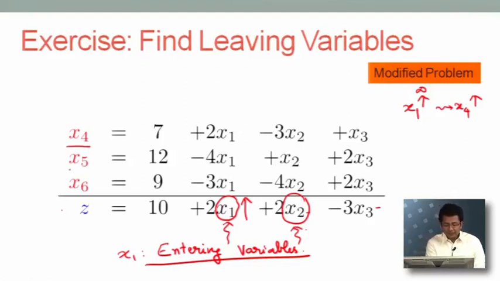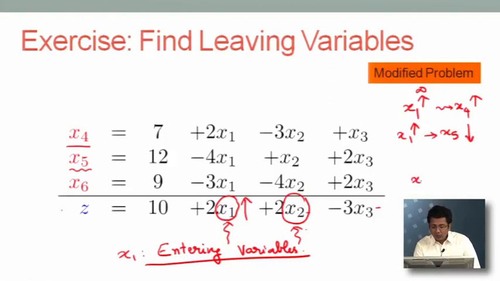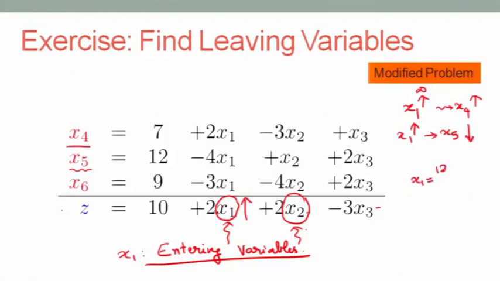What about x5? Thankfully, when x1 increases, x5 decreases. How much can x1 increase? Well, x1 can go up to 12 divided by 4, that's 3. So this is 12, this is 4. x1 can go up to 3, and it cannot go any further, because going any further will make x5 negative. So x5 says x1 must be less than or equal to 3.